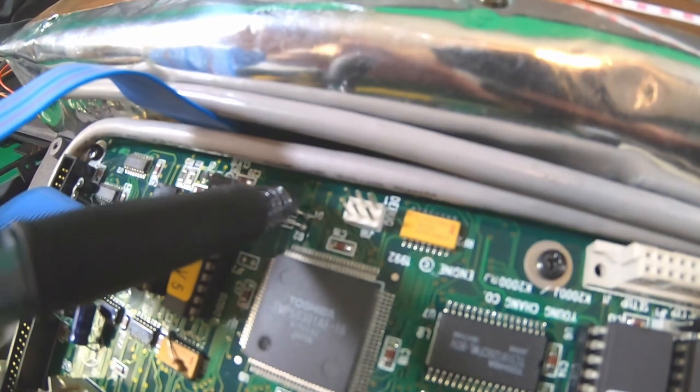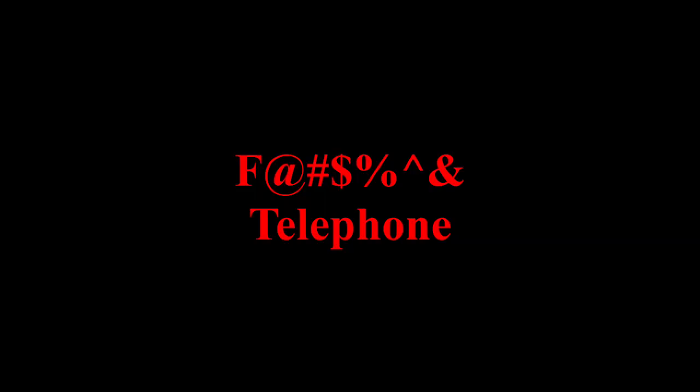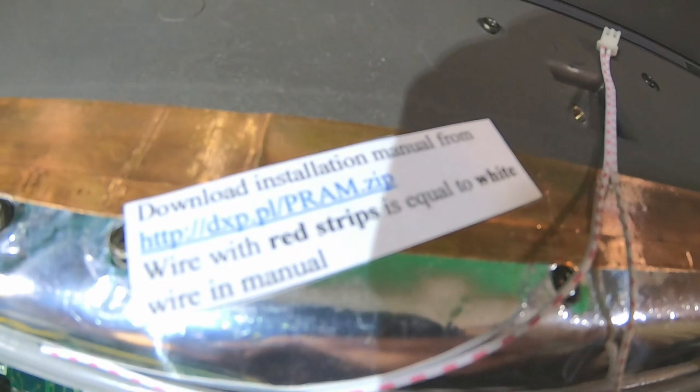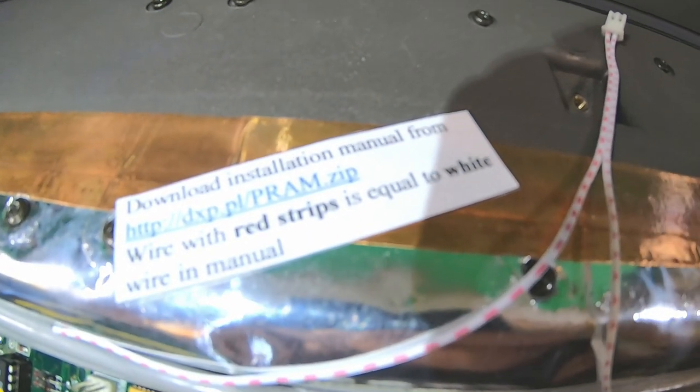D1. I can't even get that to show. It's a little diode or a resistor or something. And this says, download instruction manual from such and such. I did already. Wire with red stripes is equal to white wire in the manual.